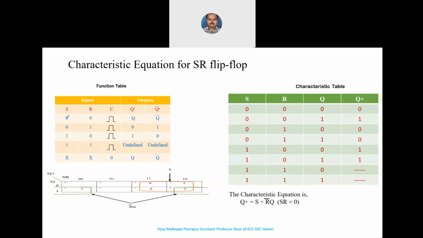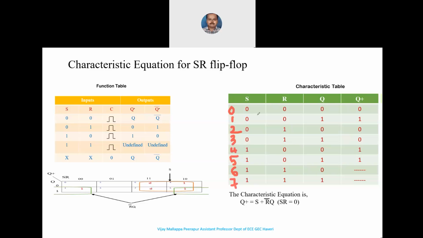Yeah. Now how does this work? Yes, S, R, and Q, since we have 3 inputs, 2 raised to 3 is 8. We have 8 combinations, right? This is 0, 1, 2, 3, 4, 5, 6, and 7 here.